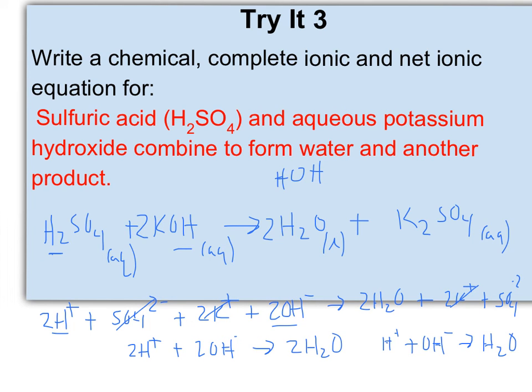And so this is, you'll see as we get to acids and bases that neutralization reactions always have this same net ionic equation. It's always H plus and OH minus getting together to form water.